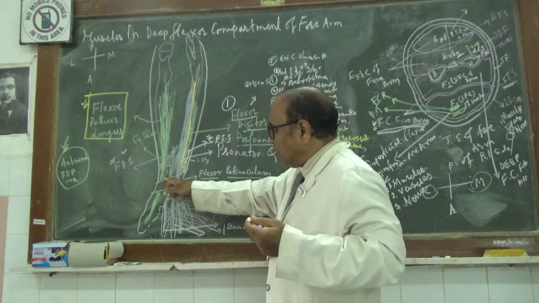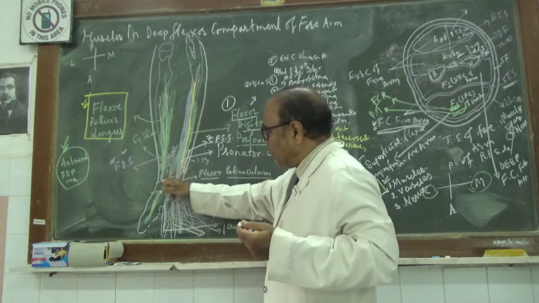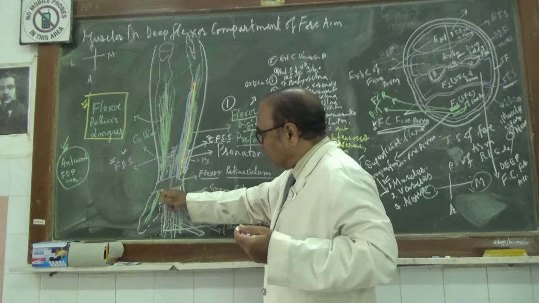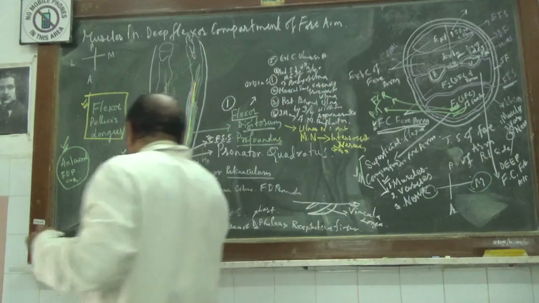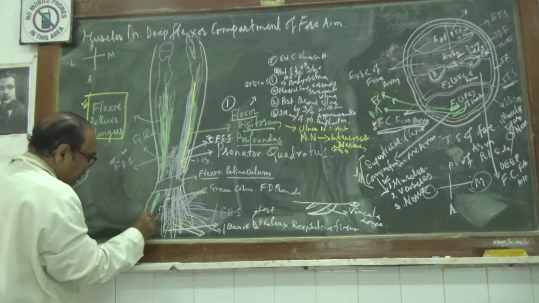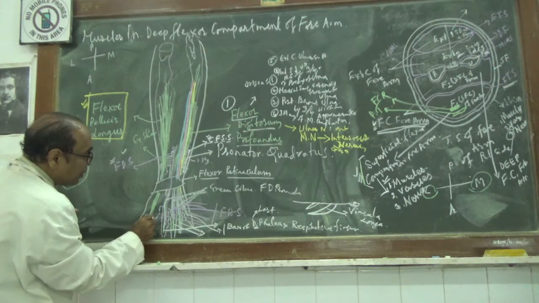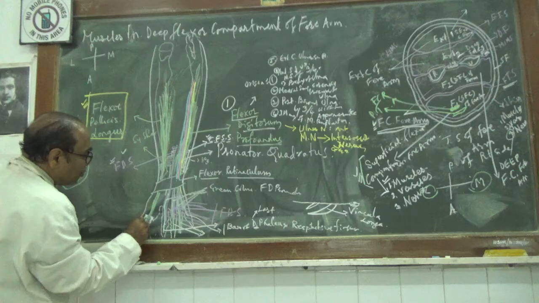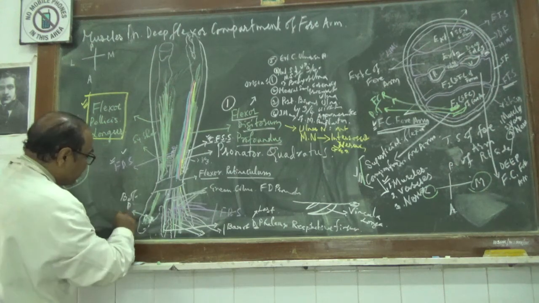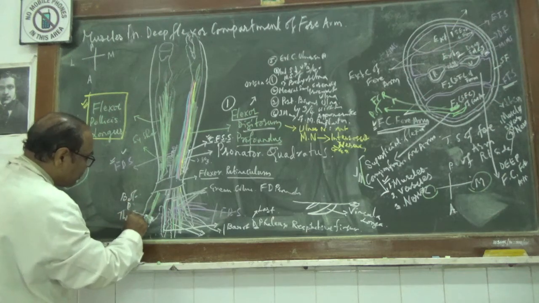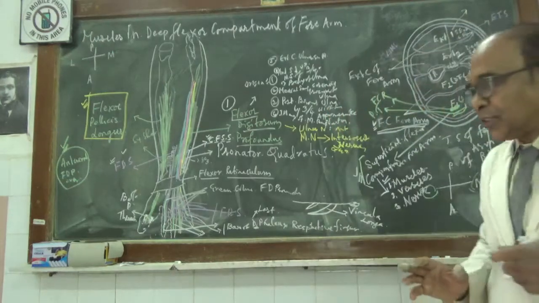Then it runs down, and at the lower end of the forearm it lies in front of the pronator quadratus with a synovial sheath of its own, then runs behind the flexor retinaculum, becomes tendinous, and at last gets inserted at the base of the distal phalanx of the thumb. So this is the insertion.